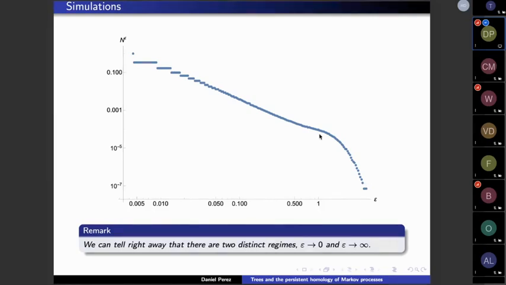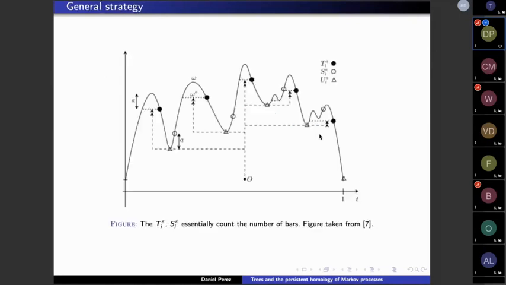And so essentially, we will study what happens in both of these regimes. So what is going to be the general strategy? Well, we need a way to count the number of bars which we have. If we have some one-dimensional function, then typically the bars correspond to essentially the connected components. So you want to count the number of peaks in a way. And so how are we going to do that?